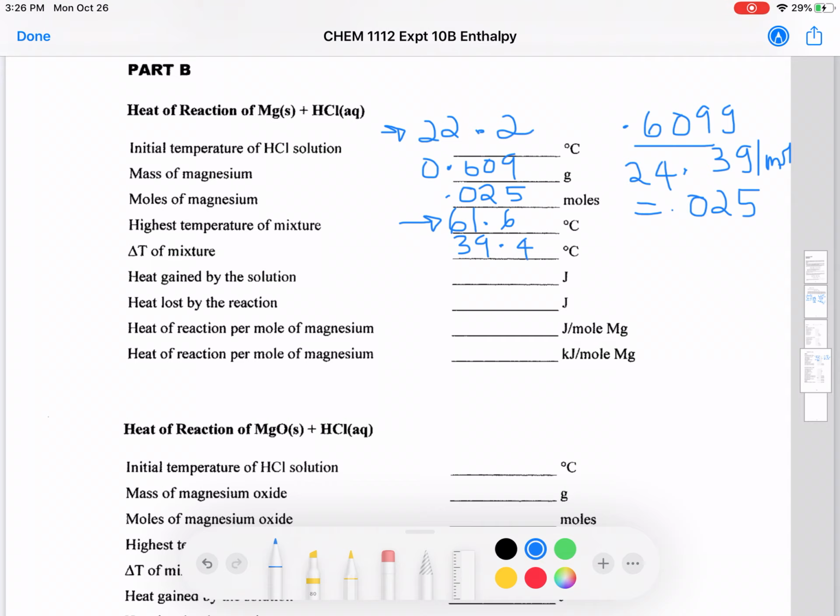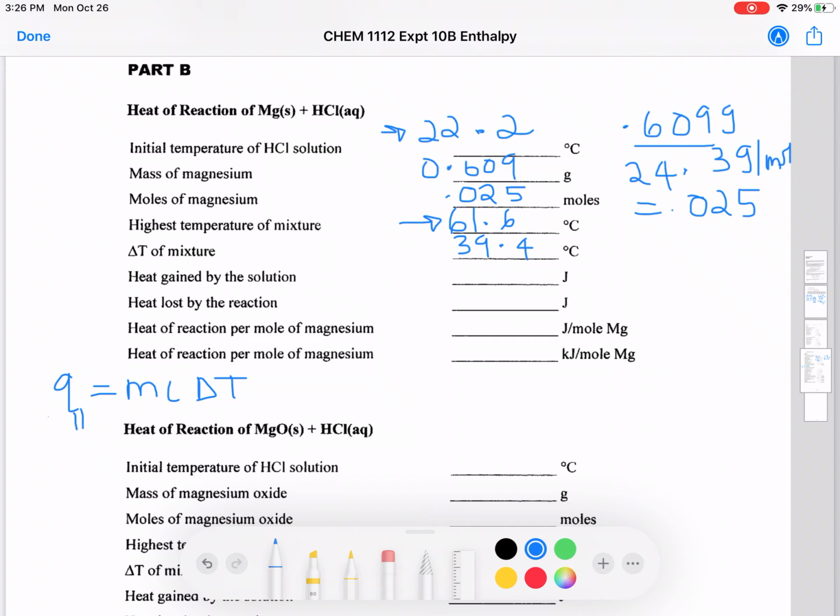Okay. And then the heat gained by the solution. Remember, water felt this change. Now we want to find out the heat gained by the solution. How do we find out the heat? Which equation are we going to use? We're going to use this equation, which you know, Q equals mc delta T. Now, whose Q are we going to find out? It's the heat gained by the solution, and our solution is mainly water.